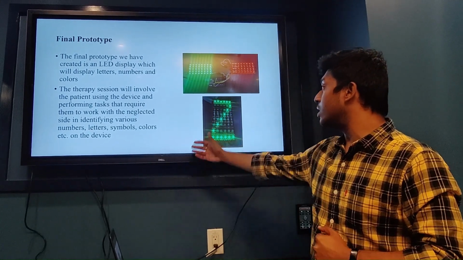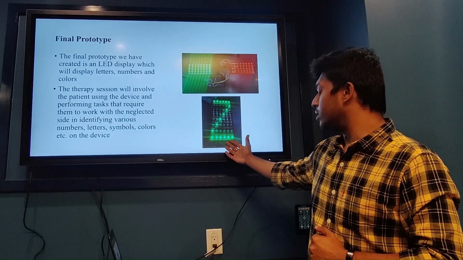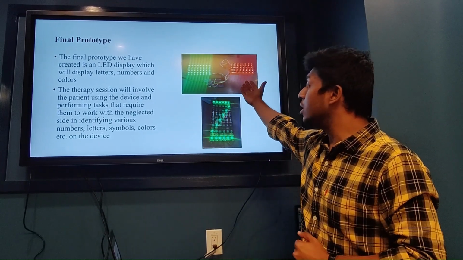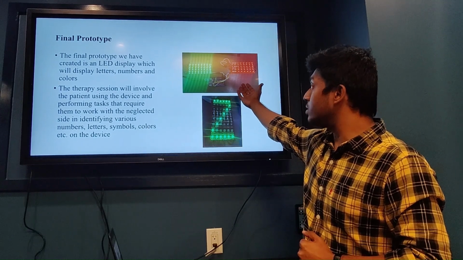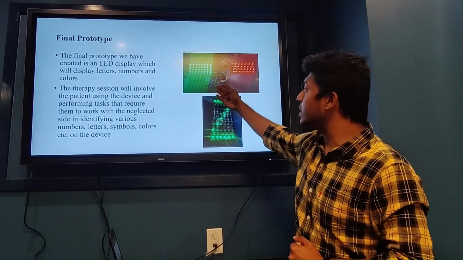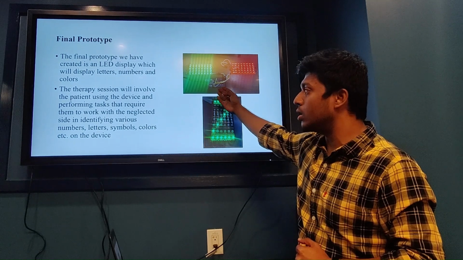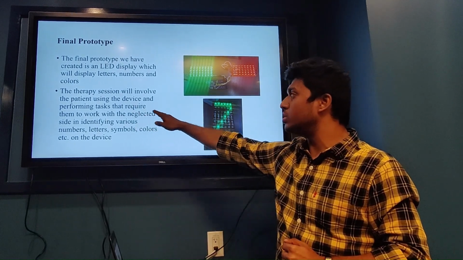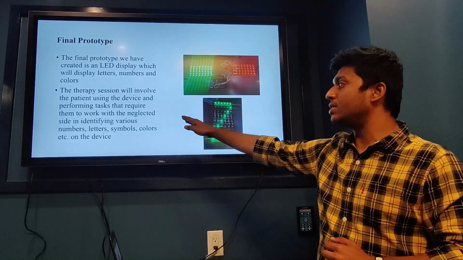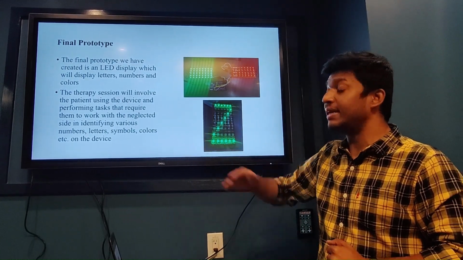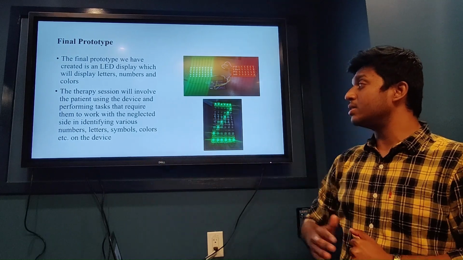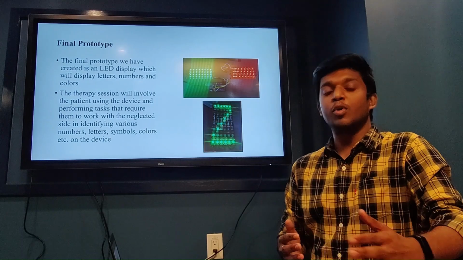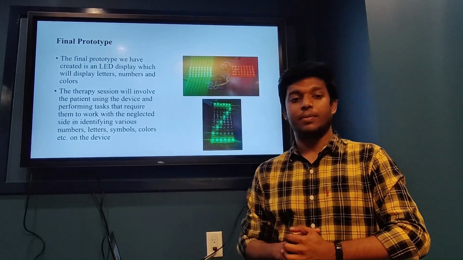LED display which can show the different alphabets. Here we've shown the alphabet Z, and it can also show different colors. And you can see that here two displays are attached to just one controller. And so based on that, the therapy session would involve a patient using the device and performing tasks that require them to work with the neglected side in identifying various numbers, letters, symbols, colors, etc. on the device. Now we will move on to the actual demonstration part.